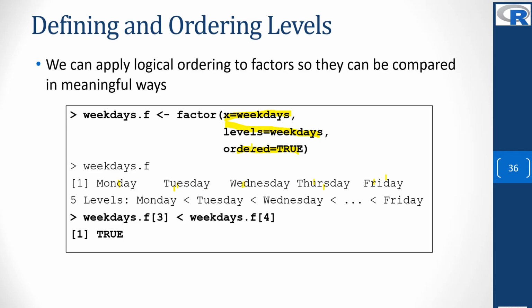We're saying apply the ordering based on the sequence they occur. Now that we've done that, the ordering that they occur in is going to be used for our comparisons. And now if we compare weekdays.f, which is this new vector resulting from calling the factor function here, weekdays.f third index, which is Wednesday, is now less than the fourth index, which is Thursday. So now it ignores the alphabetical ordering and uses the sequencing that we provided by using this factor function here.